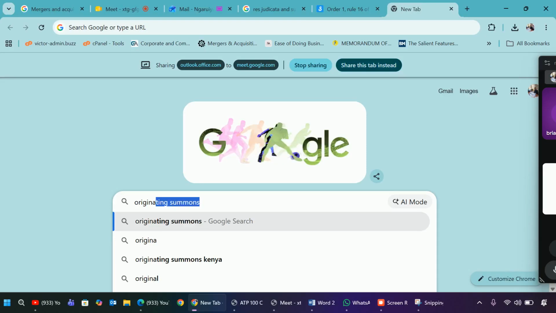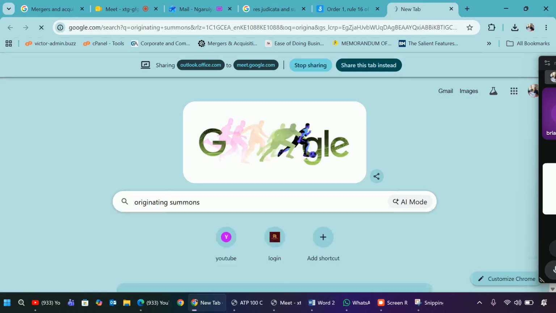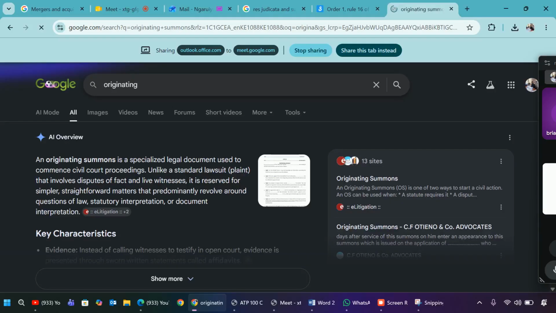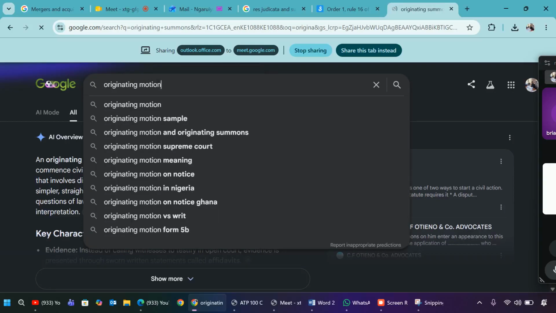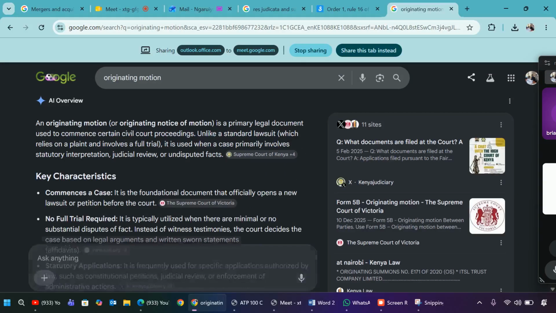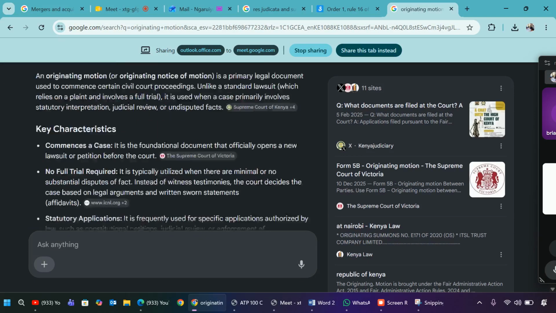I believe that was the previous application that was used before the Mutunga rules came to introduce the originating motion. Mutunga rules brought forth the petition angle.